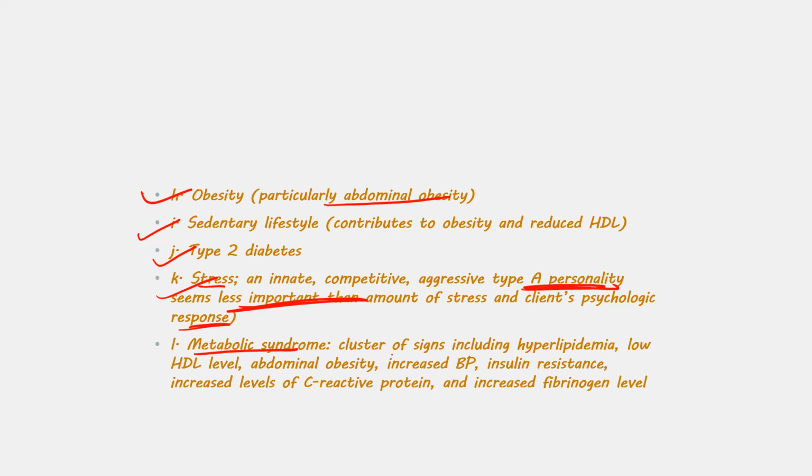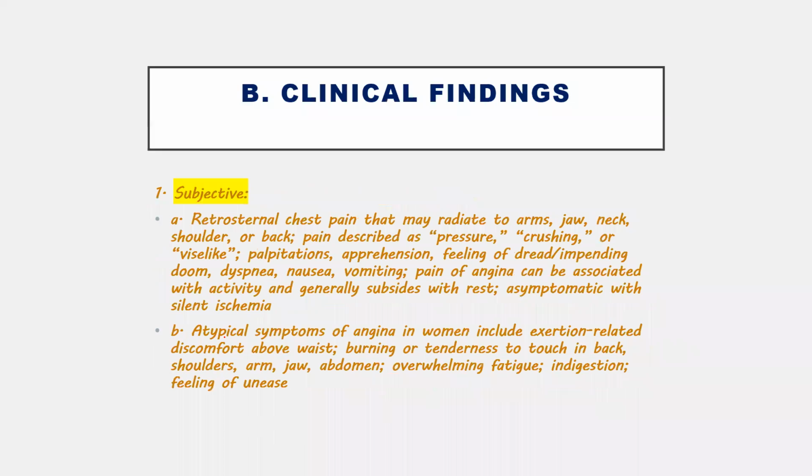Metabolic syndrome: a cluster of signs including hyperlipidemia, low HDL, abdominal obesity, increased BP, insulin resistance, increased level of C-reactive protein, and increased fibrinogen level. If a patient has all these conditions together, then this is called metabolic syndrome, and this is a risk factor of coronary artery disease.